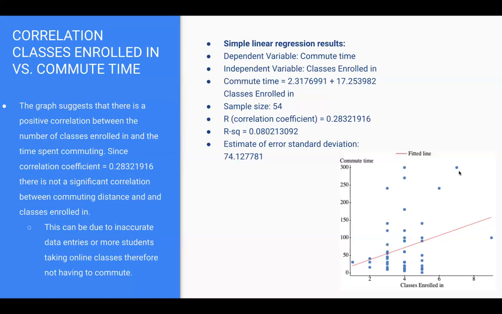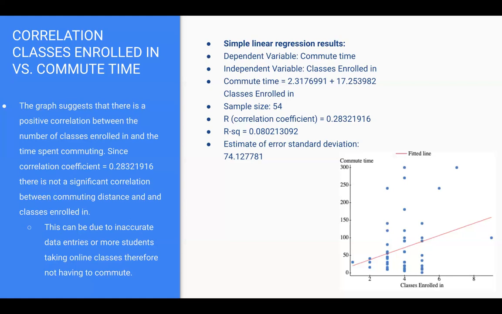So now we did the correlation, or I did the correlation, between classes enrolled and the commute time. As you can see over here, the graph does suggest that there is a positive correlation between the number of classes enrolled and the time spent commuting. Since the correlation was 0.28, though, it wasn't necessarily very significant due to the number that we got in the correlation coefficient.